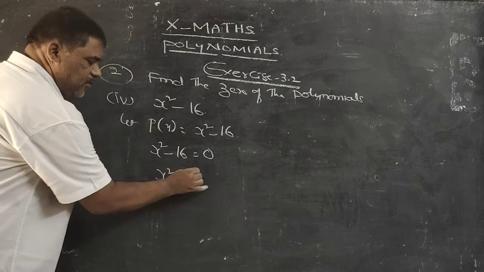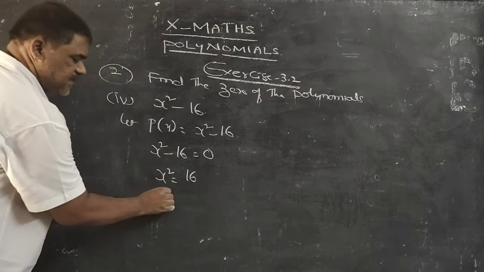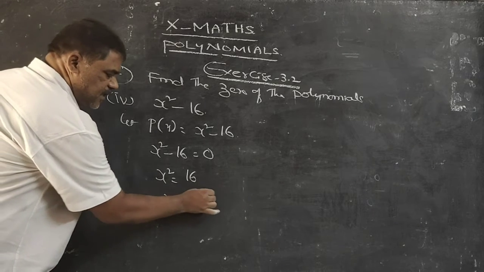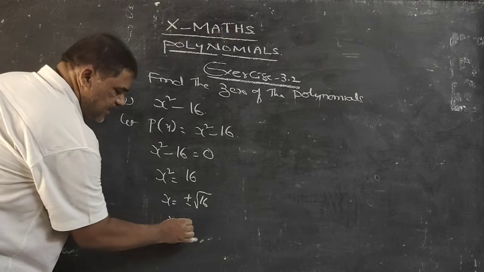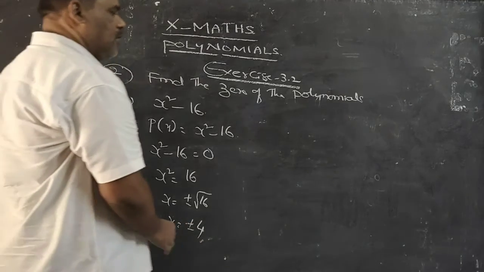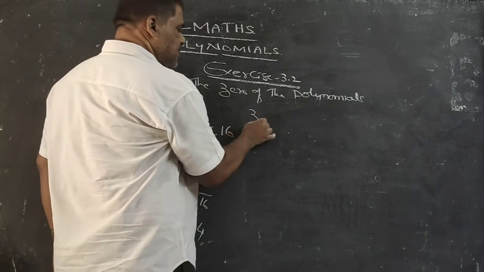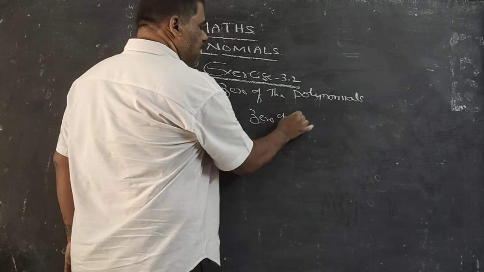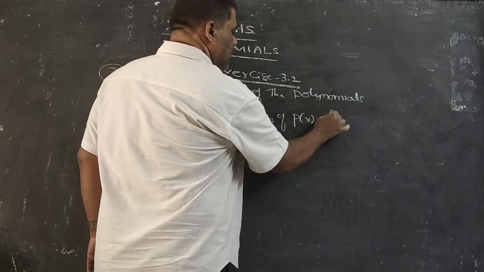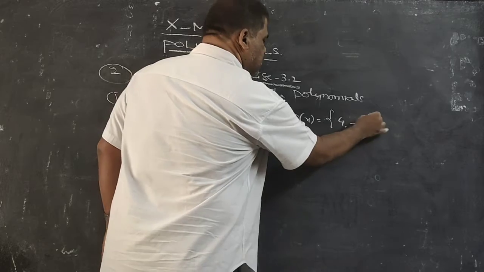x square is equal to minus 16 will become plus 16. x is equal to plus or minus root 16. That is, x value is plus or minus 4. So we have two values for x. So the zeros of the polynomial p of x are plus 4 and minus 4.